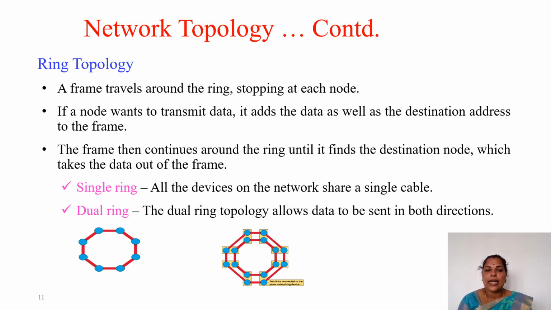Next is the dual ring. The dual ring topology allows data to be sent in both directions. Both directions we can send. This is a different flavor of the ring topology.